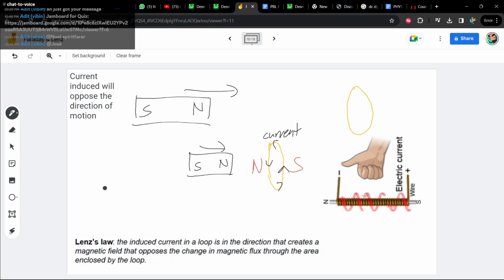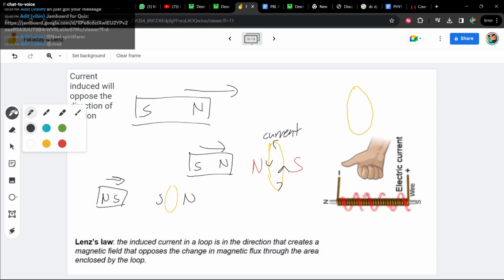Okay, so I think you guys understand, if it was a north-south movement, what polarity will the left side be? Oh wait, sorry, let's say the movement is like this. What polarity will this side be? It will be south. And then north. I think you guys can figure it out from here.